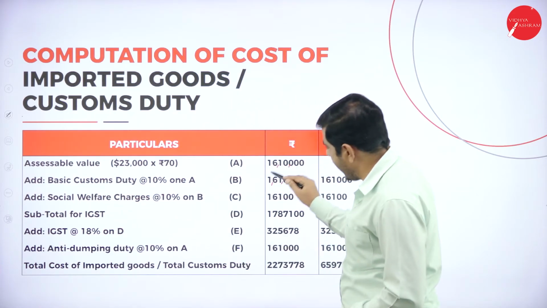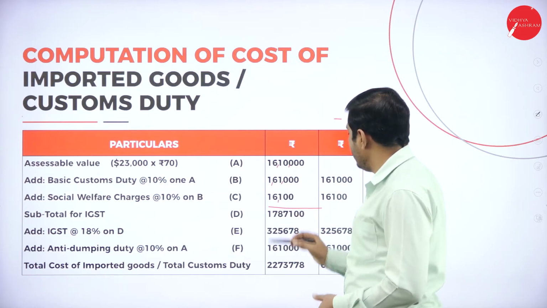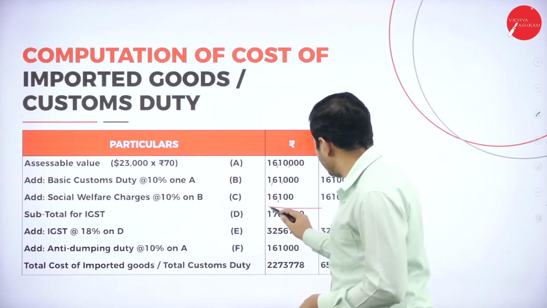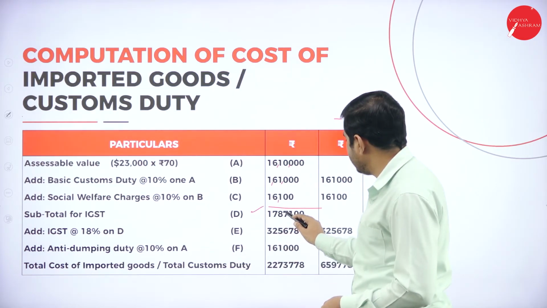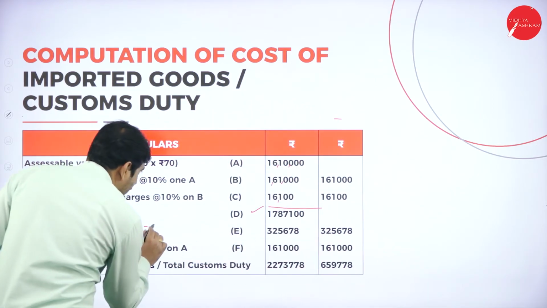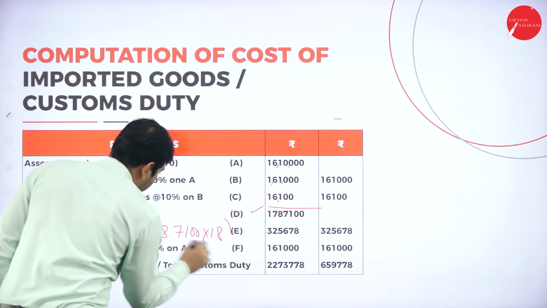It is tax on tax. So on 10% it is 16,100. If you add all these three, you will get 17,87,100. Again, IGST on D. On this amount we should calculate the IGST. So it is 17,87,100 into 18%. So here I will write 17,87,100 into 18% equals to E.